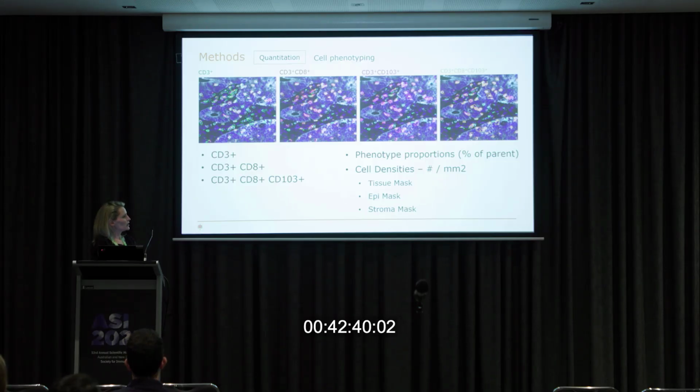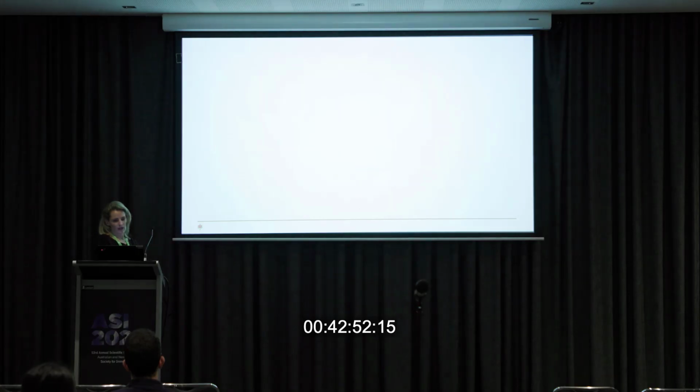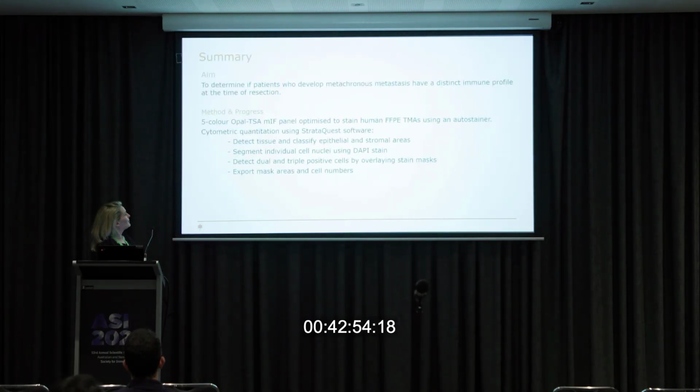But the other thing that we can do, because of the hierarchical gating with the scattergrams, is we can look at the proportion of those cells. So it's not just how many of the cells are in there, it's what proportion of the CD8 cells are expressing CD103. So our aim, and I said before, I'm sorry, I'm not going to show you any data.